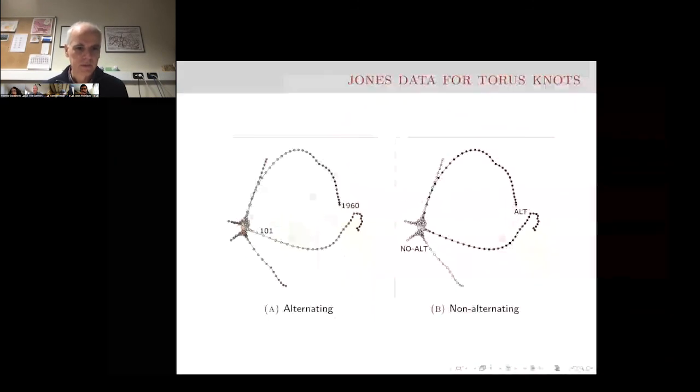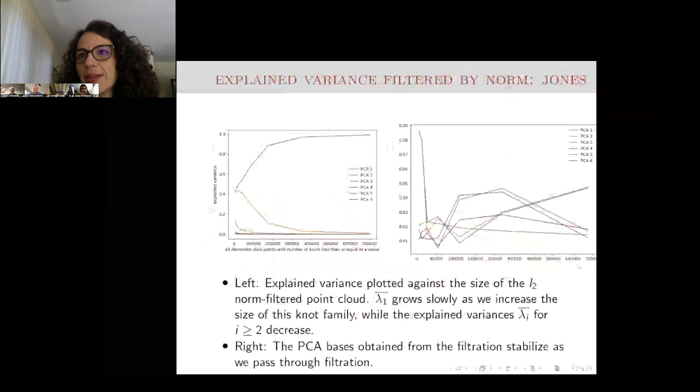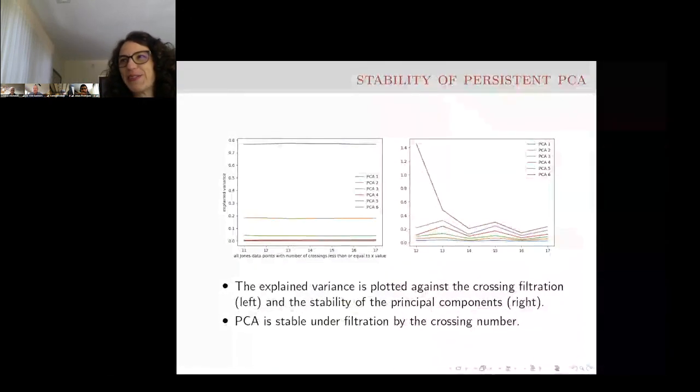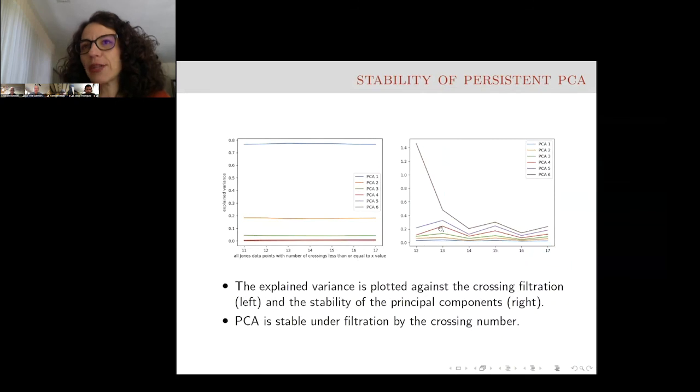Well, very predictive. I did not start with 10, but this is the picture that I should have emphasized more, that I hope answers your question. This is the first principal component, this is the second principal component, the third and so on. What these pictures tell me is that they're remarkably stable across the filtration. This is the explained variance for the 11 crossing, 12 crossing, 13 crossing, 14 crossing.